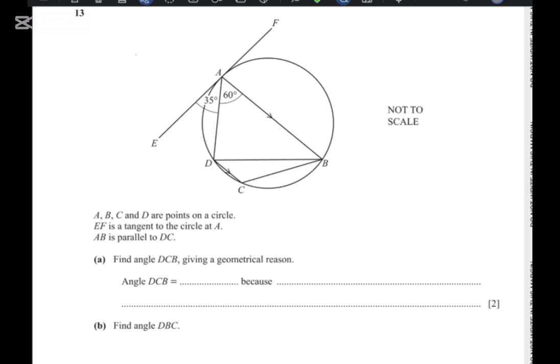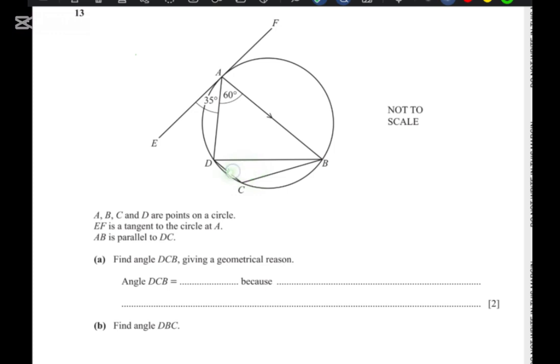Question number 13. Here is a diagram given. A, B, C, D are points on a circle. EF is a tangent to the circle. AB is parallel to DC. This is the information given. Question A. Find angle DCB giving a geometrical reason. So we need to find angle DCB, this angle.